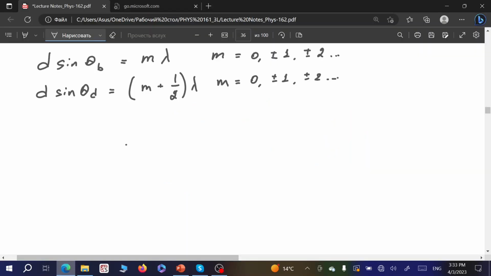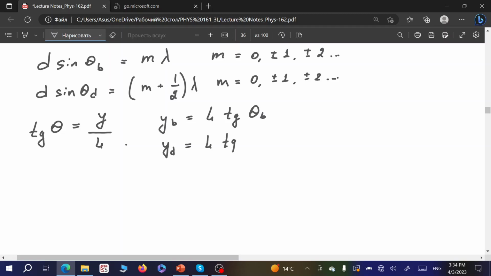So let us come back to the whiteboard. We can write tangent theta is equal to y over L. And taking this into account, we write that y bright, the linear position of bright fringes, will be given as L times tangent theta bright, and y dark, L times tangent theta dark.